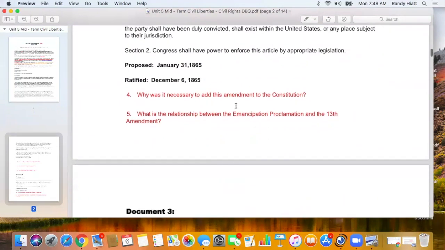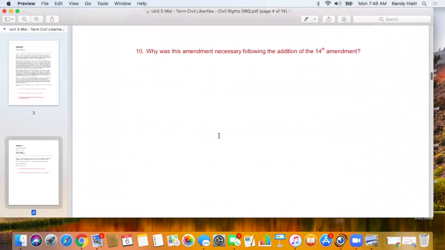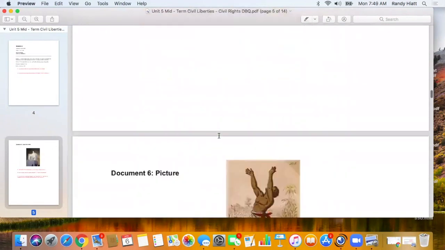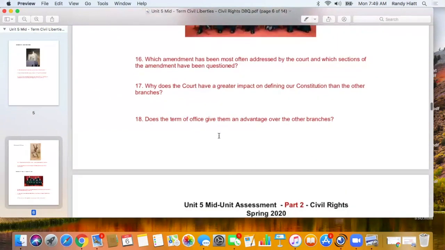As you go through, each of these documents is going to have more questions. A lot of these questions will need you to have secondary sources, meaning you're going to have to go research it. Cite your secondary sources.